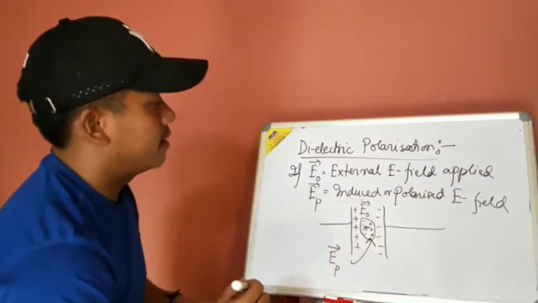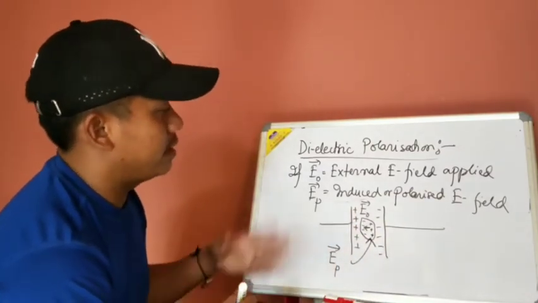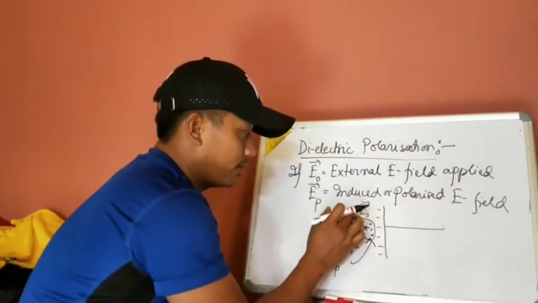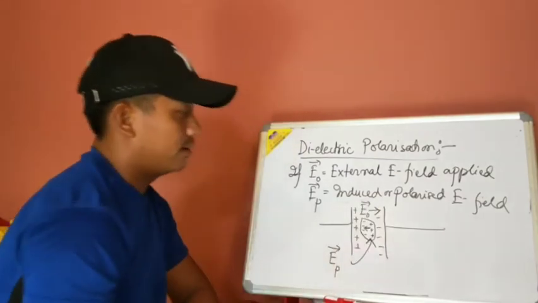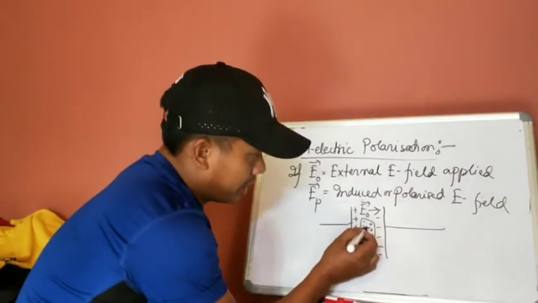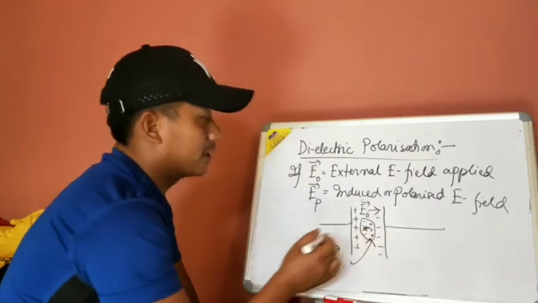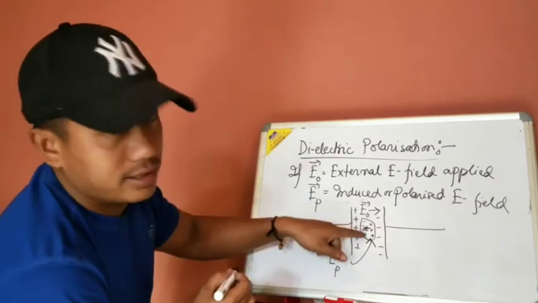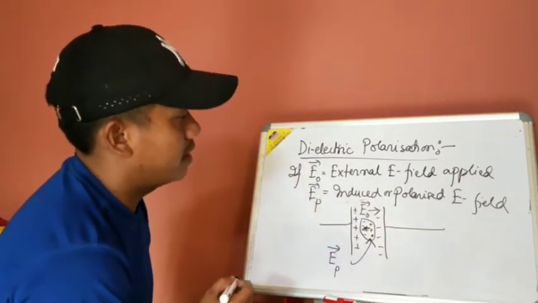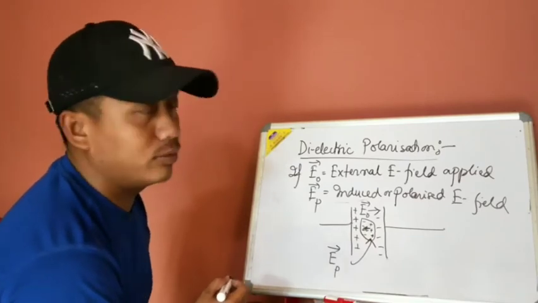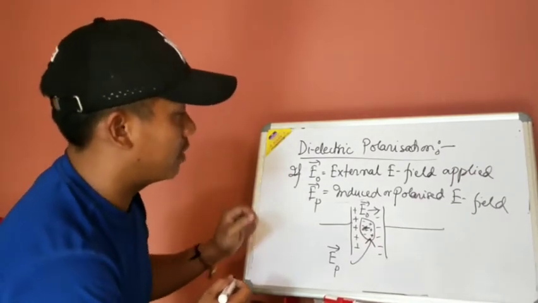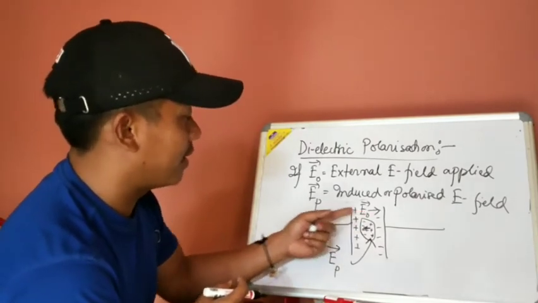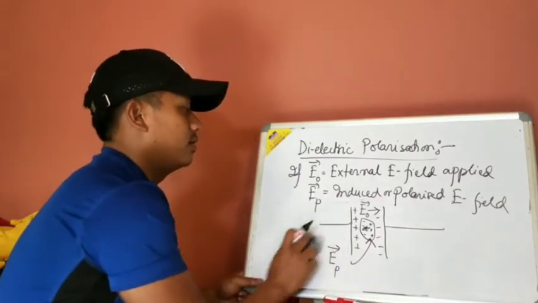Then let us see the directions of E naught vector and EP vector. Outside this material, E naught vector is directed from left to right. Inside the dielectric substance, EP vector will be directed from right to left. Their directions are opposite. If you want to find the resultant of these two electric fields, you will simply subtract: E naught vector minus EP vector.